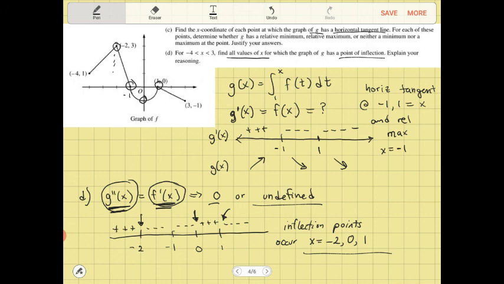Hey, we're done. So now you see a lot of the type of questions you could get for a cumulative or an accumulation type of function.